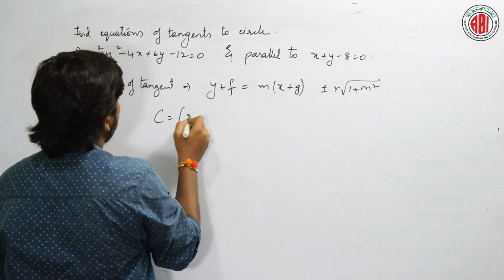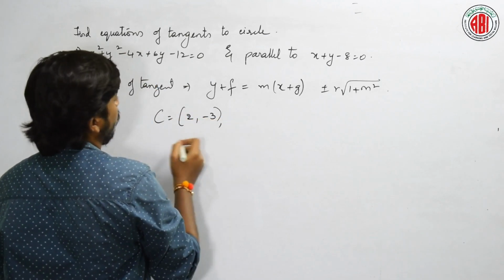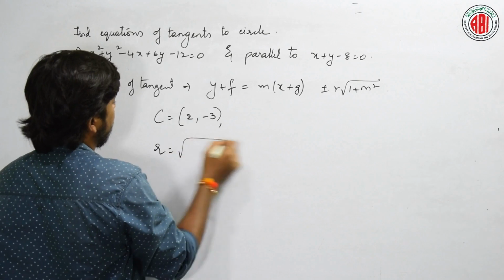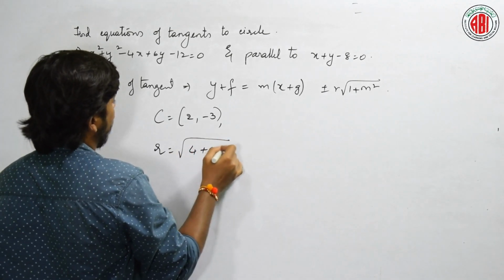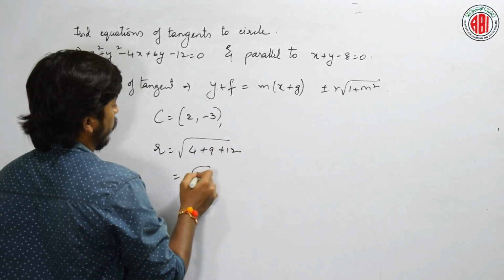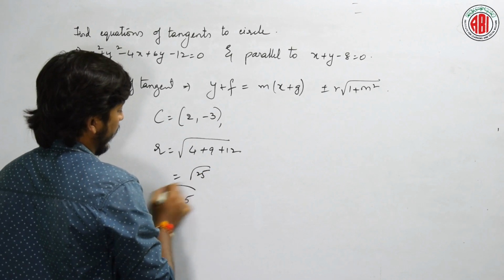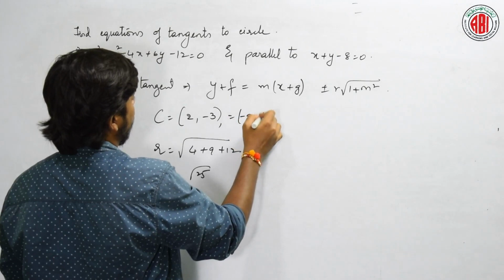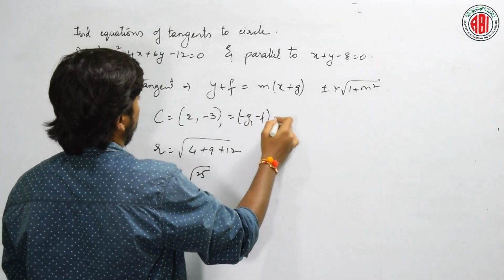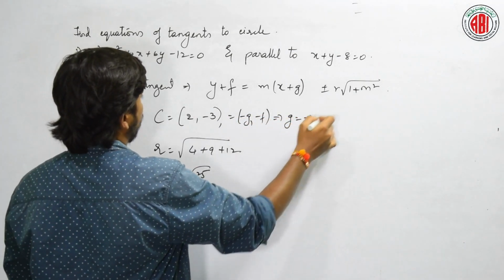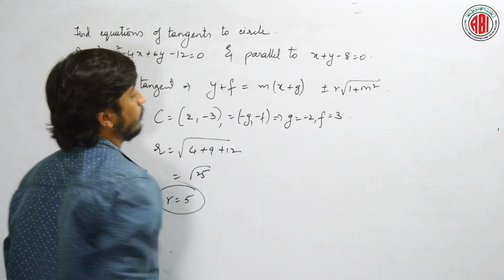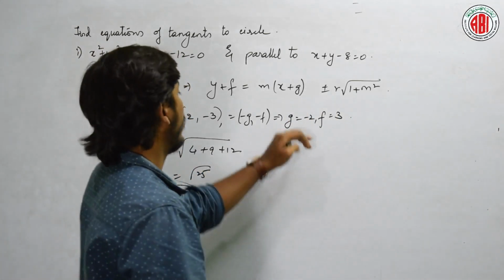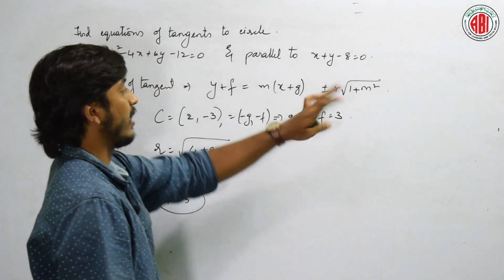The center is (2, −3), and the radius is √(4 + 9 + 12). It is √25, so r is 5. Which is nothing but −g, −f. Here g is −2, f is 3. So let us substitute all the values in the given formula.